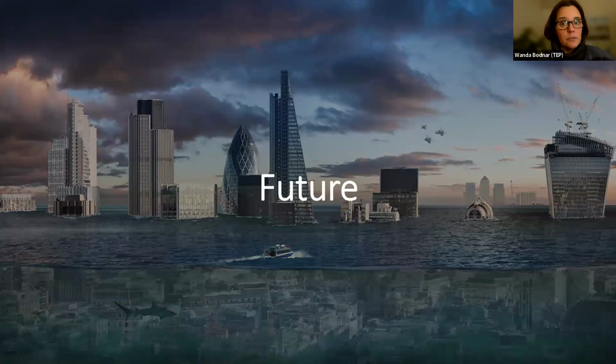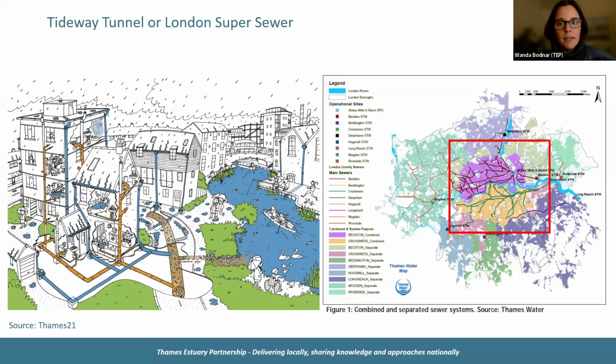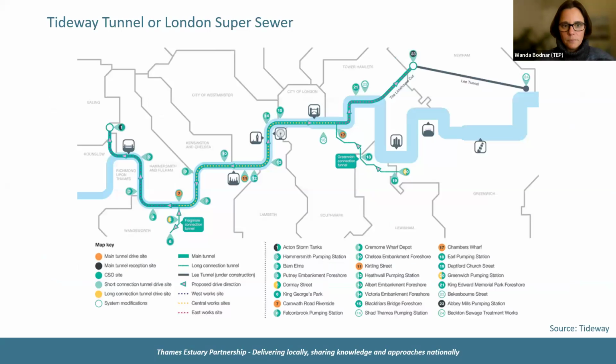Moving on to the future of the Thames. As I mentioned earlier, the Bazalgette sewer system is a combined system. It collects both road runoff and household waste. Because the system was originally built for 4 million people, whereas there are now 9 million people living in London, during times of heavy rain, the system overflows.